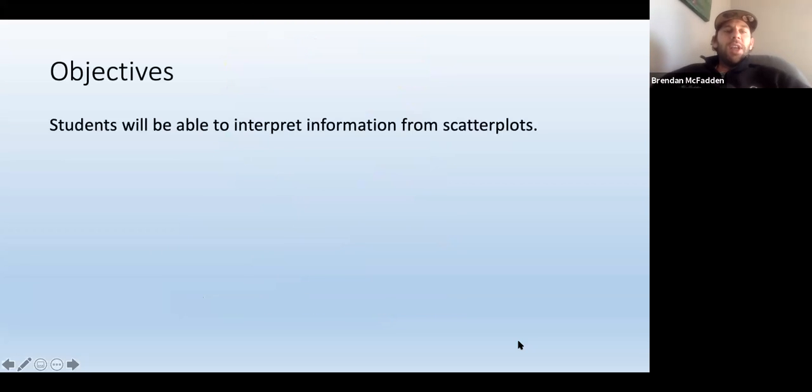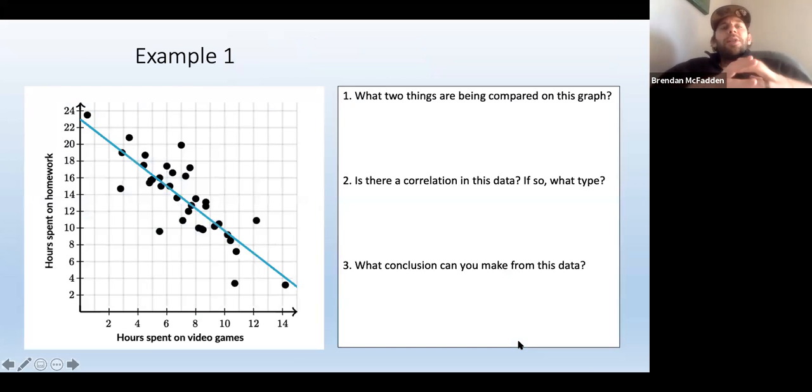So again, today you're going to be able to interpret information from scatter plots. So we're going to, again, interpret what we can from scatter plots, and sometimes it's nothing. If there's no correlation, we're not going to be able to identify anything really or interpret any information from the scatter plots. So if we look at example one, a lot of this you're going to do on your own, and then we'll discuss what things you've said.